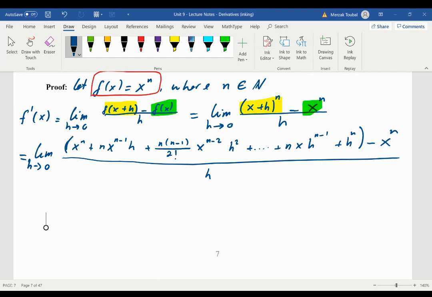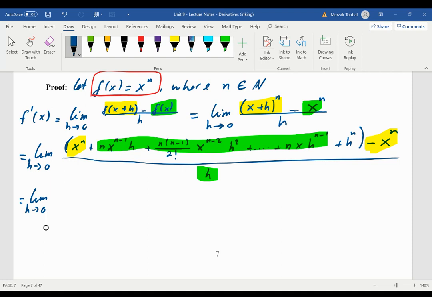So now we notice that x to the n minus x to the n is a 0. So what's left is the limit as h approaches 0 of pretty much all this.